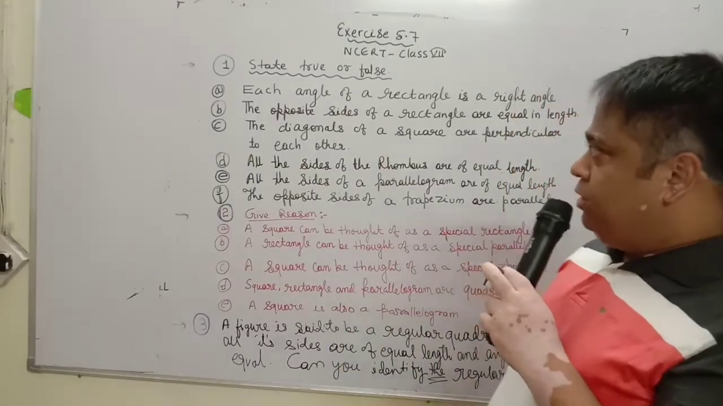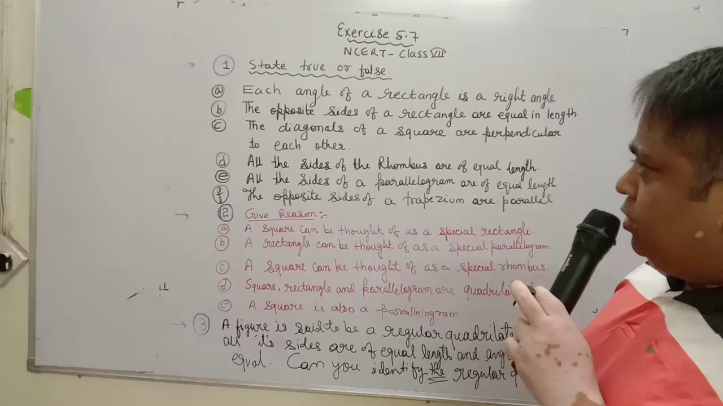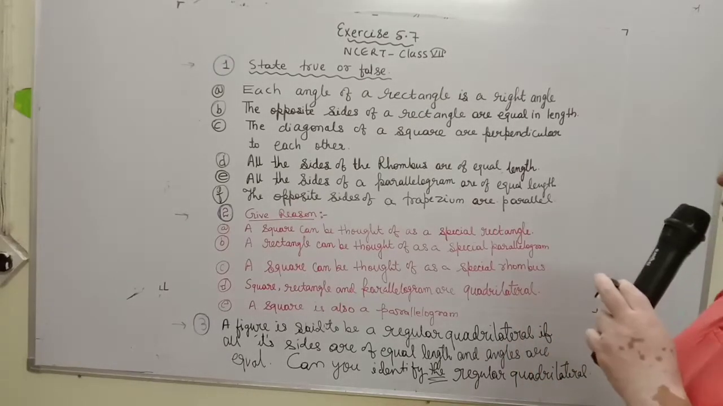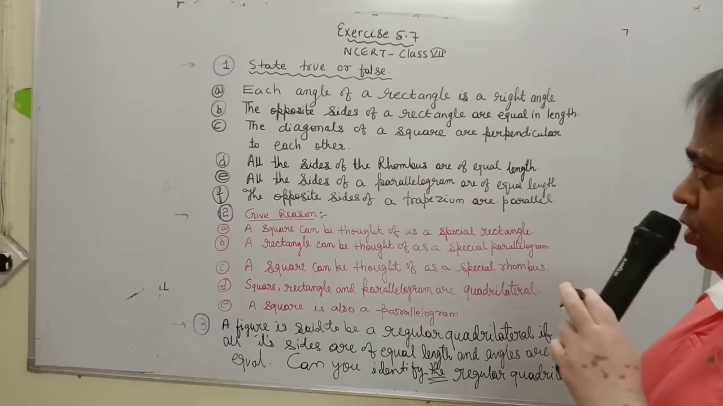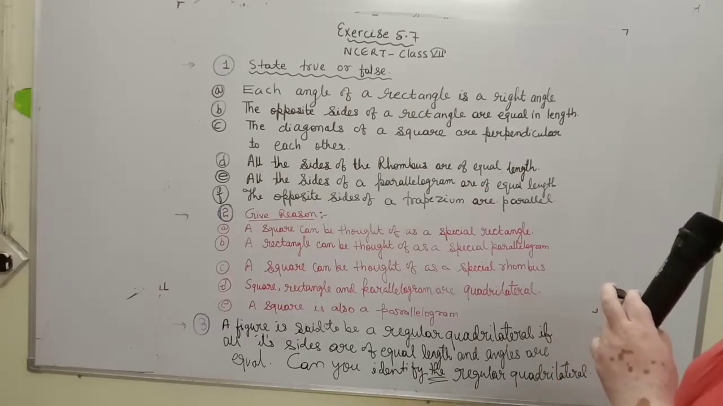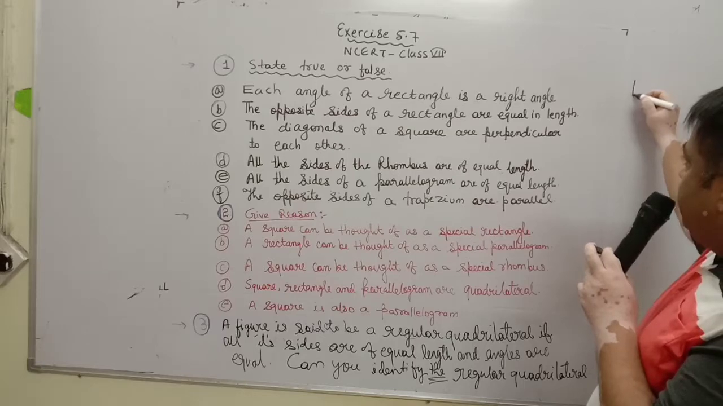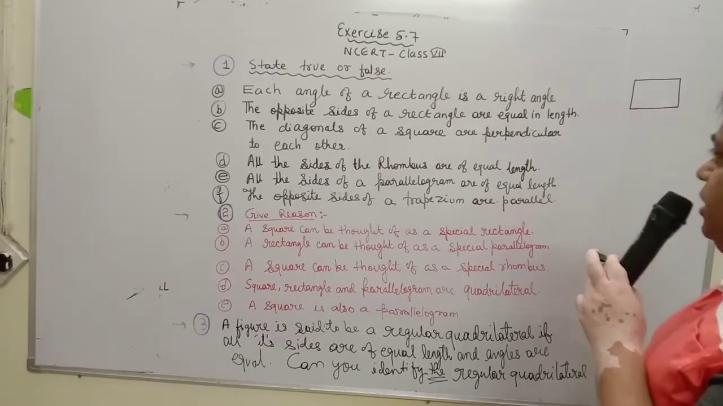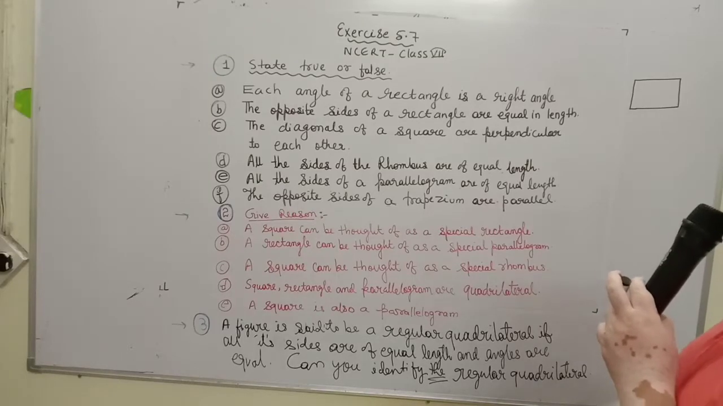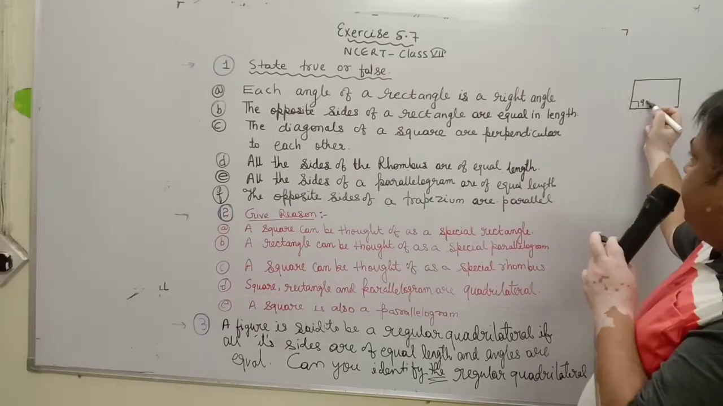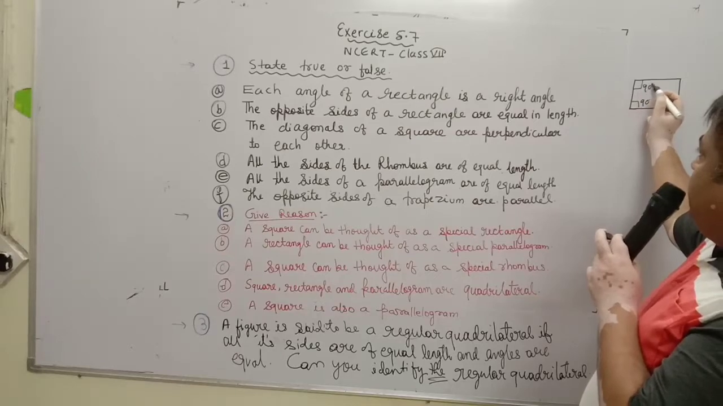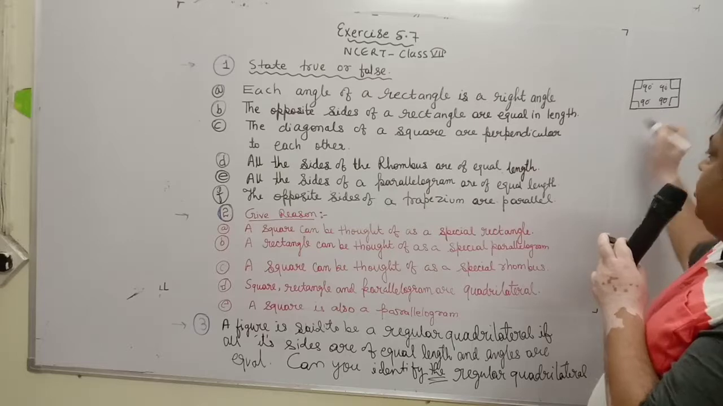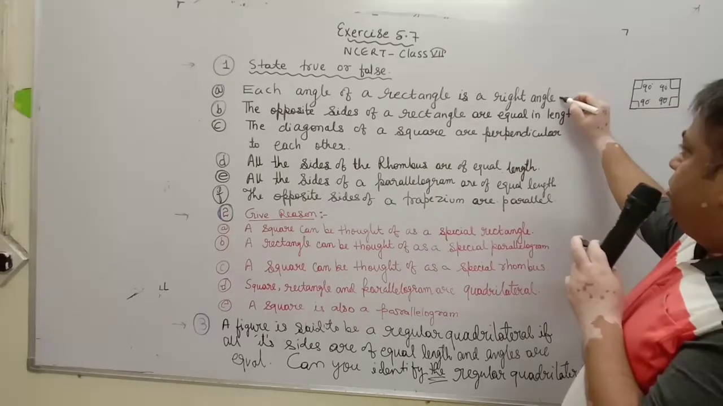The first question is state true or false. Each angle of a rectangle is a right angle. We have to find out whether it is true or false. So what we will do, we will draw an illustration here. In a rectangle, we see that each of the angles is 90 degrees. So this will be true.